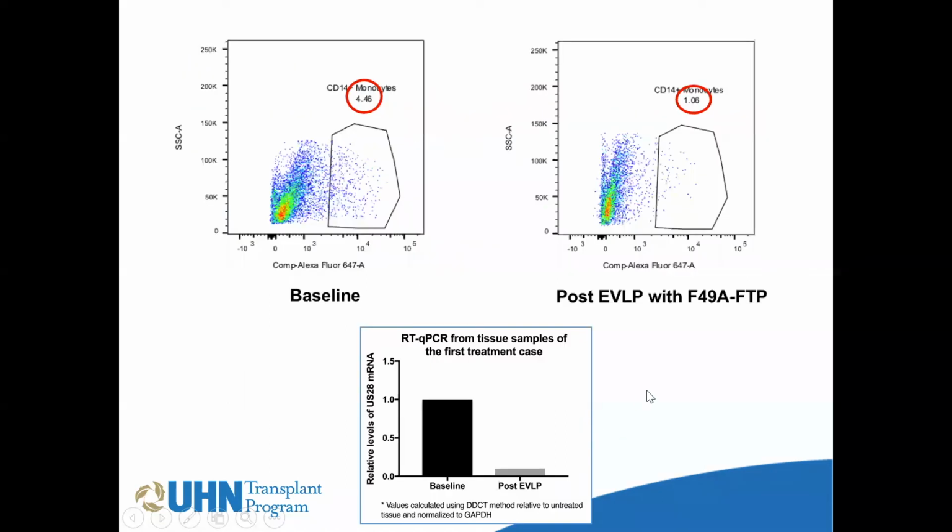So this is still very preliminary work. We've done about 3 lungs so far with this toxin protein, and so far the results look pretty promising. And so we're continuing to do this in this discarded human lung model.